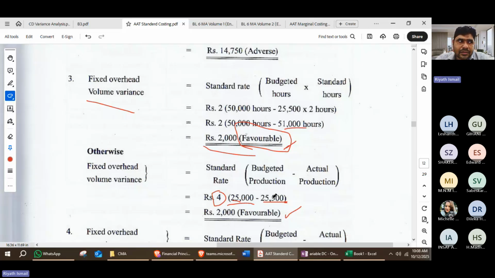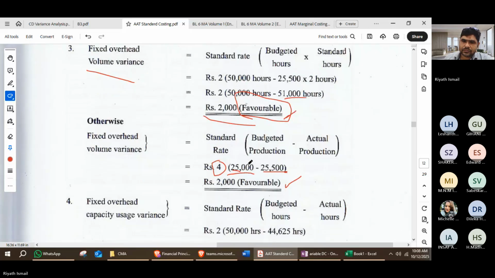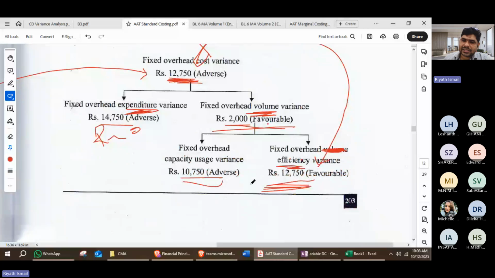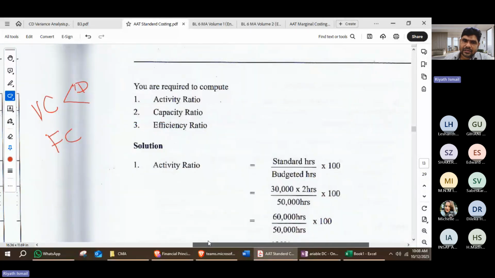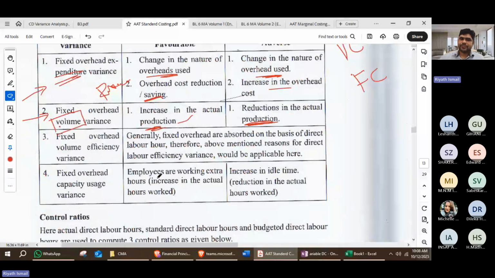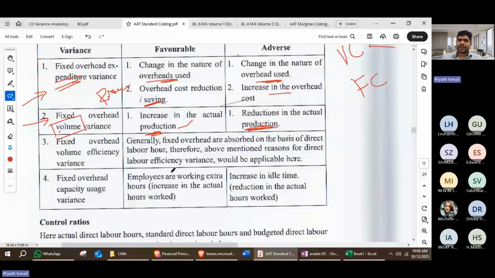So now you can realize the importance of classifying the cost into variable cost and fixed cost. Variance analysis is not just numbers, right? Then you see here fixed overhead volume efficiency variance. Generally, fixed overhead rates are absorbed on the basis of direct labor hours. Therefore, you just read it.